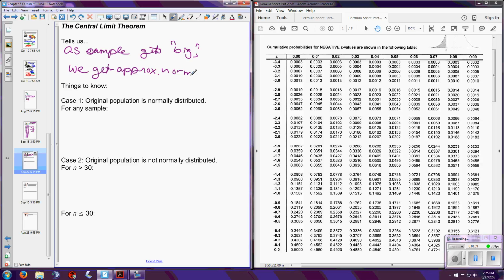Now, why is this so important to us? Well, this is really important because if you took a sample that's not approximately normal, there's practically nothing you can do with it. We've talked before about the fact that really small samples can be incredibly skewed.